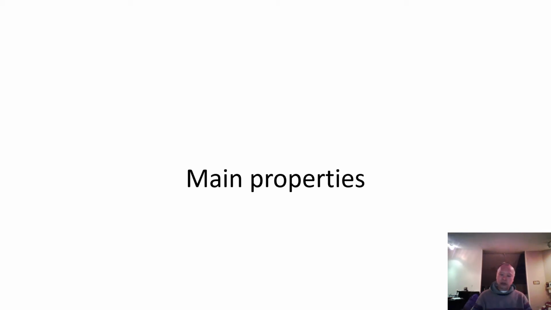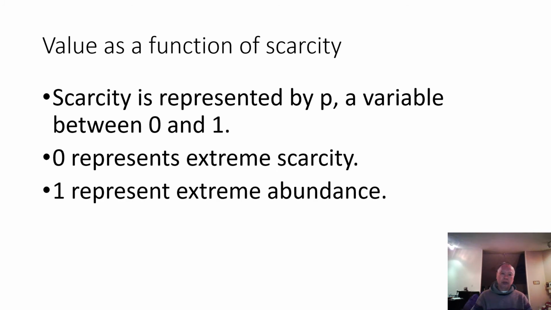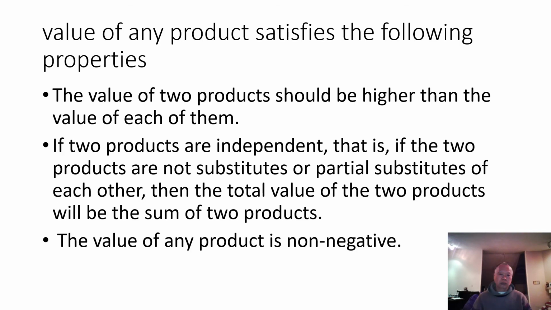Next, we are going to discuss the main properties of the scarcity theory of value. Value as a function of scarcity. Scarcity is represented by P, a variable between 0 and 1. 0 represents extreme scarcity. 1 represents extreme abundance. Value of any product should satisfy the following properties.